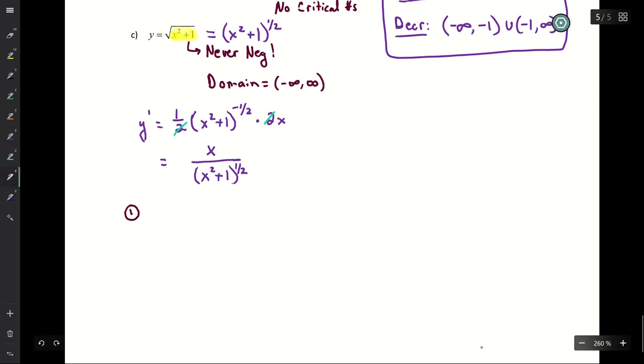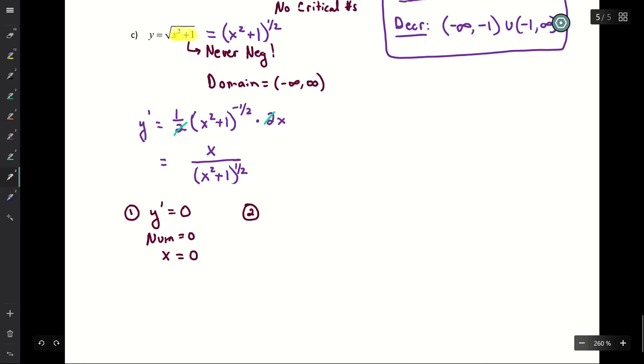Now, in thinking about critical numbers, we want to know where the derivative is 0. That would be if the numerator were 0. Well, on this particular problem, we notice we have an actual x value in the numerator. So this would happen if x were 0. That one's already solved, so we don't have a problem there.